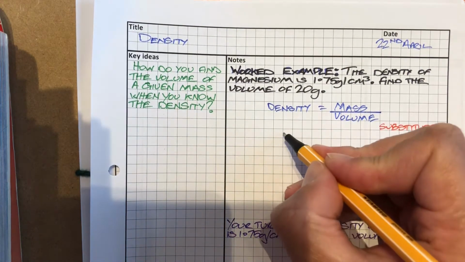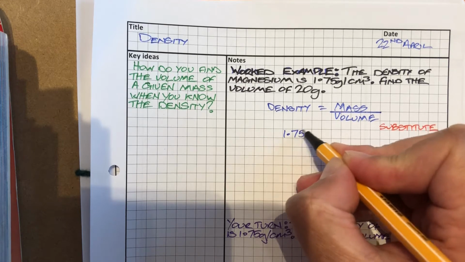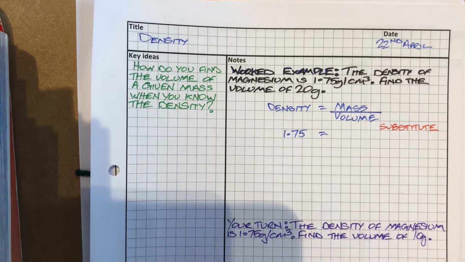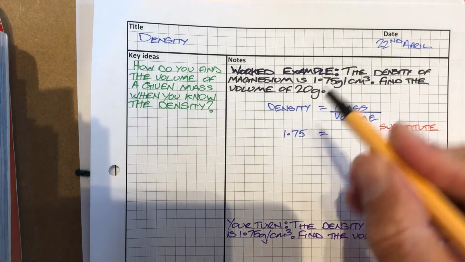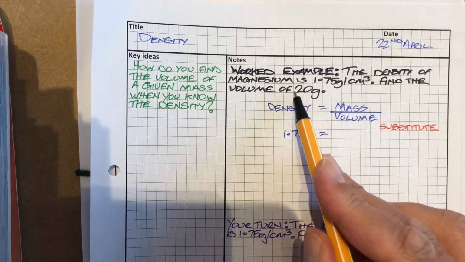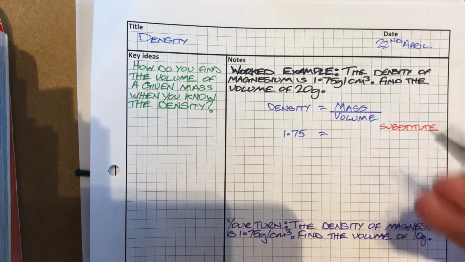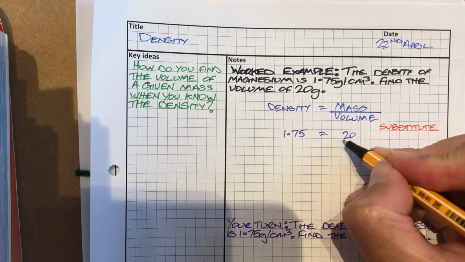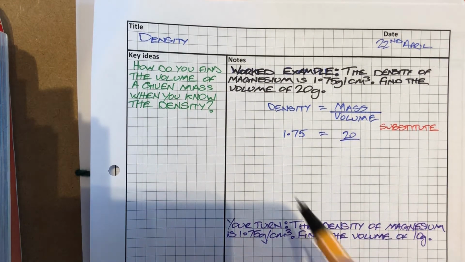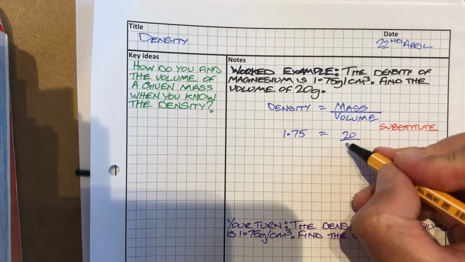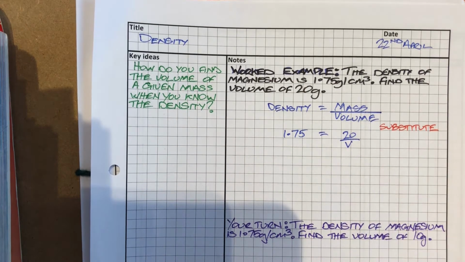So, density, 1.75. That's okay. Mass is 20. This is the mass here. 20 grams. That must be the mass. And then the volume is the answer to our question, so that's going to stay as V.